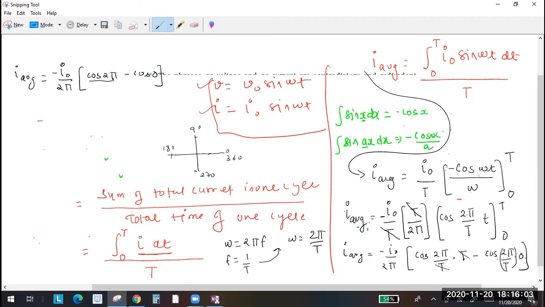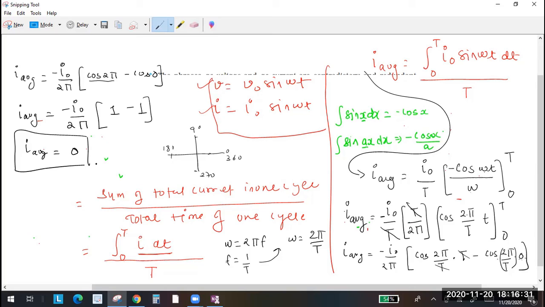1. Very good. Because I just told you that 0 and 360 is the same thing. So I average will be minus I naught over 2 pi, and this is going to be 1 minus 1. 1 minus 1 is how much? 0. So how much is I average? This is 0.